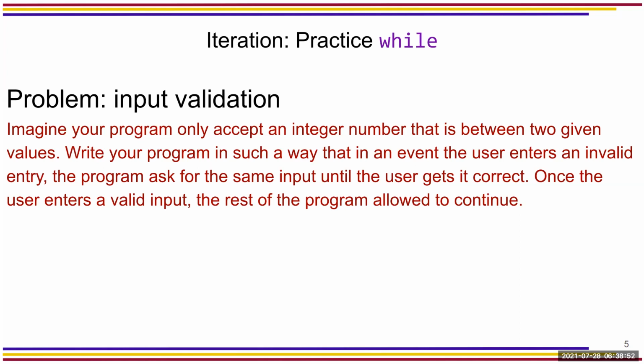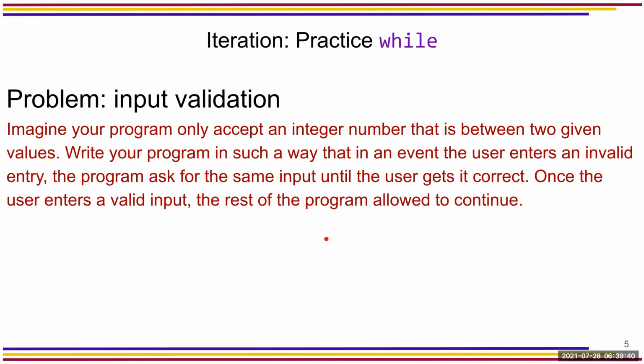So this is a simple example that demonstrates the value of the while loop in implementing that kind of input validation. The problem: imagine your program only accepts an integer number between two given values. So only an integer, not a string, not a floating point number, and it has to be between these two numbers as well. Write your program in such a way that if the user enters an invalid entry, the program asks for the same input until the user gets it correct. Once the user enters a valid input, the rest of the program is allowed to continue.